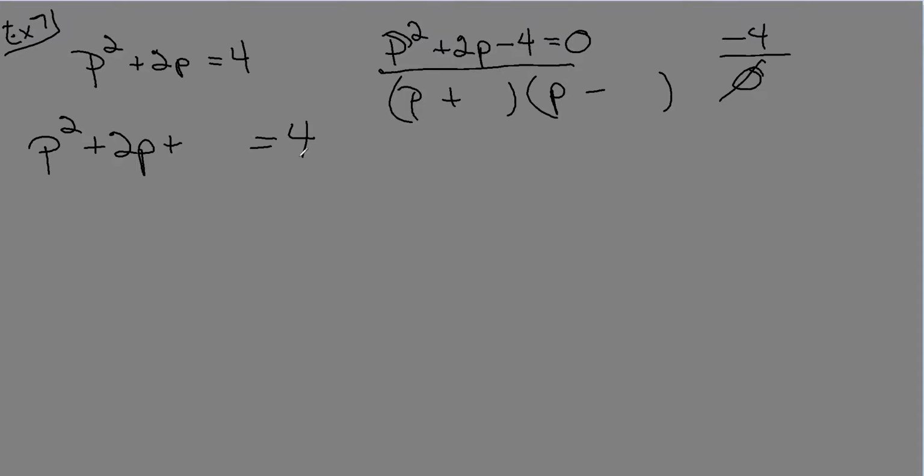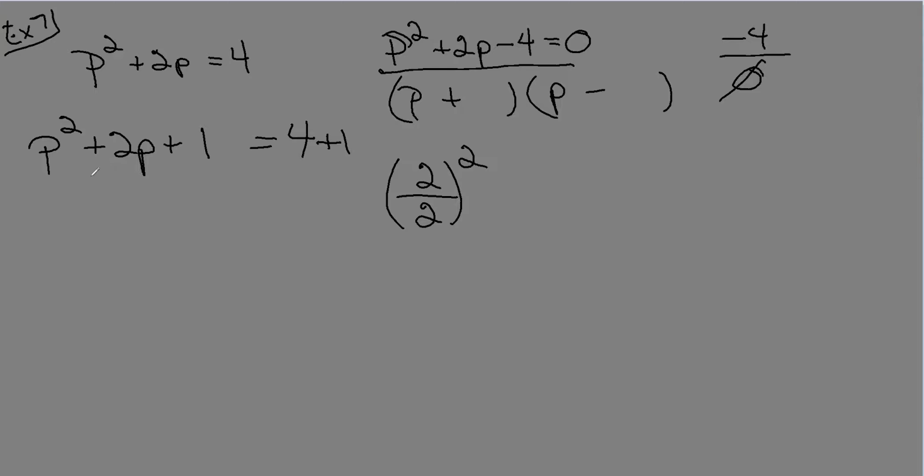Now the trick here is to finish this left side with a perfect square trinomial. So I have to figure out what number goes there, and whatever number I put there, I have to add to the other side as well. I'm going to take the 2, divide it by 2, and then square it. So 2 divided by 2 is 1, and 1 squared is 1. So I'm going to put 1 here, add 1 to the left side, and add 1 to the right side equally.